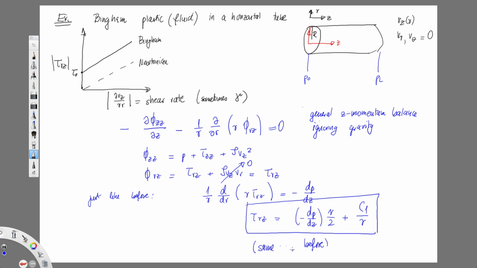What will differ is that when I want to get the velocity distribution, I will have to look into the case where tau rz is larger than tau 0, and in the case where it's not, then figure out where that boundary actually is. And that we will continue next time. This part so far is the same as if we were solving for Newtonian fluids. All right, we will finish this next time.